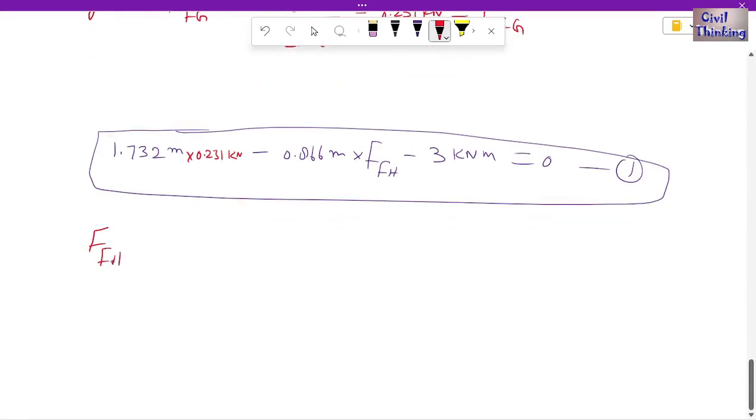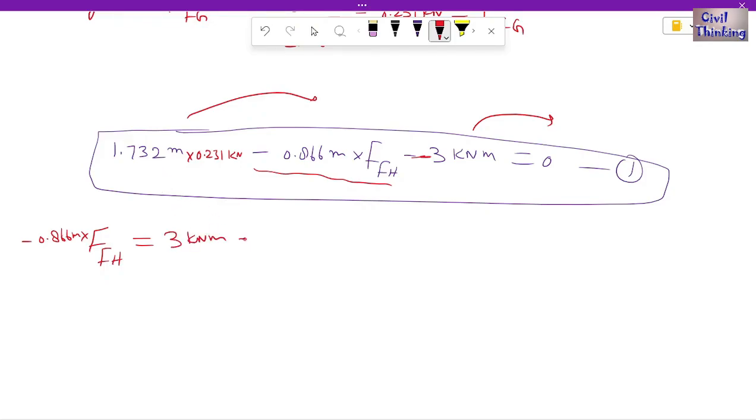Force in FH is going to be what? Let me rearrange this equation. Okay, so this is force in FH. This is negative 0.866 meter multiplied with this, right? Negative this, it is going to be equal to, I will throw these terms to the right side. Okay, so this is negative 3, it is going to be positive 3 kilonewton meter, and this thing is going to be minus 1.732 multiplied by 0.231, and it is kilonewton meter.